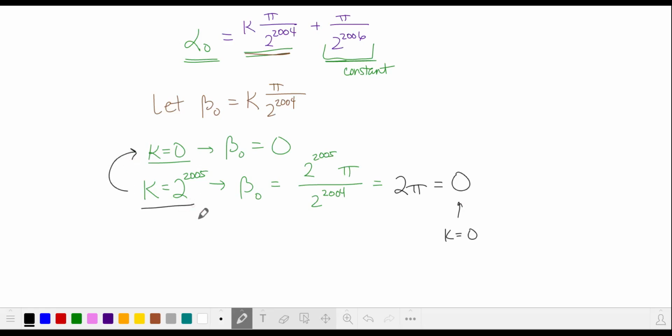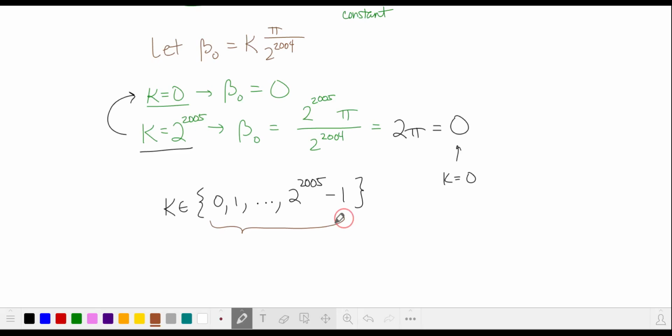And for larger values of k, we're going to be repeating the same angles that we had for smaller values of k. So our unique solutions come from k starting with 0, 1, and so on, up to a number that is 1 less than 2 to the power of 2005. Counting these, the number of solutions is 2 to the power of 2005, which is option E.